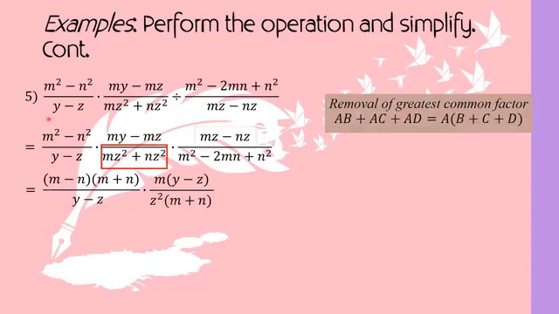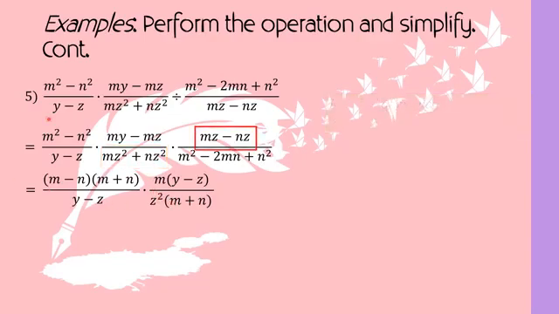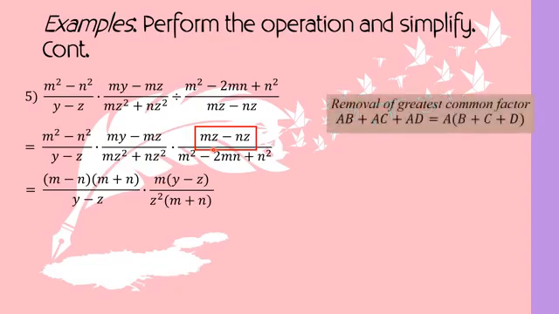Let's proceed with our next polynomial, that is mz minus nz. Observe that both terms again have a common factor. What is the common factor of the two terms in this binomial? The common factor is z. So we factor out z. By removal of greatest common factor, the factor now is z times m minus n. Factoring out z from the first term, the remaining is m. Factoring out z from the second term, the remaining is negative n.